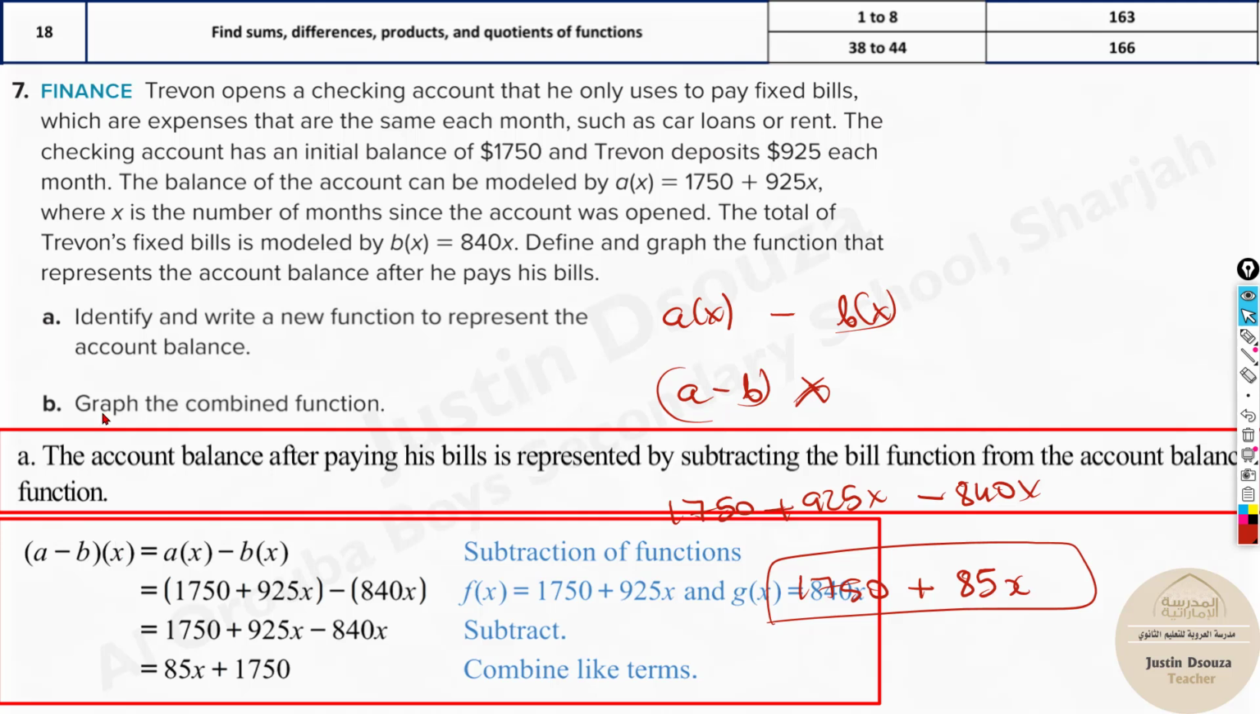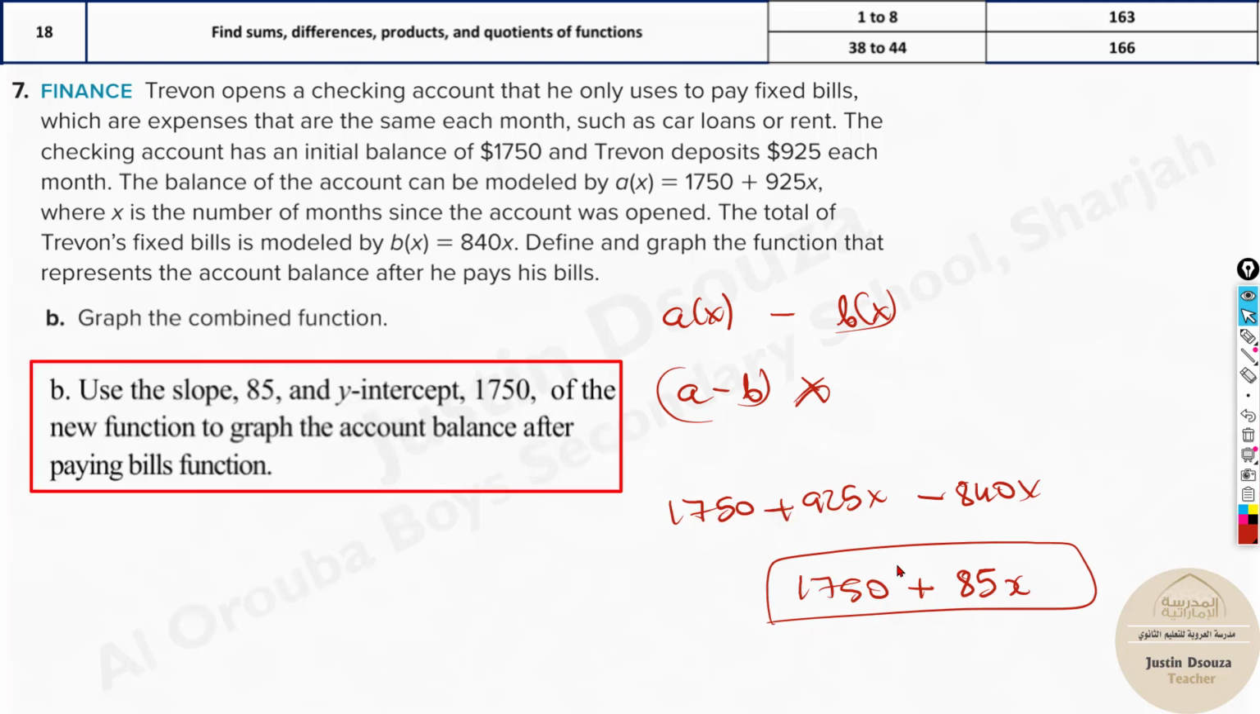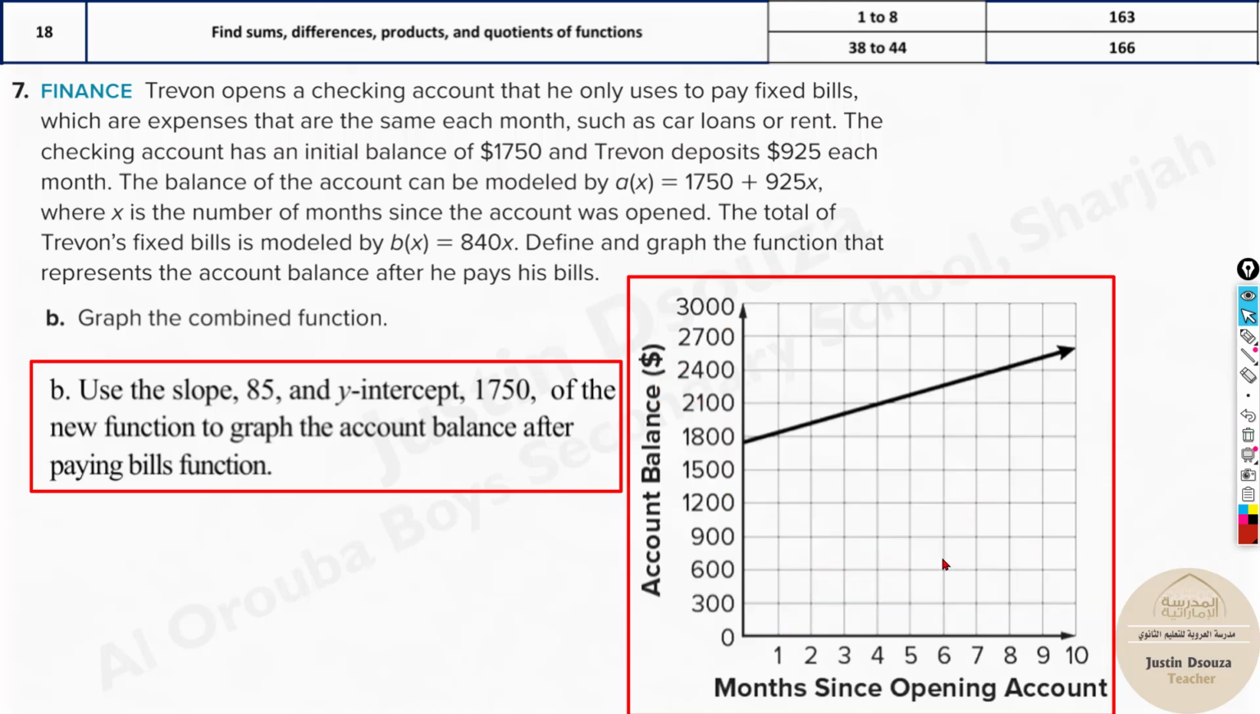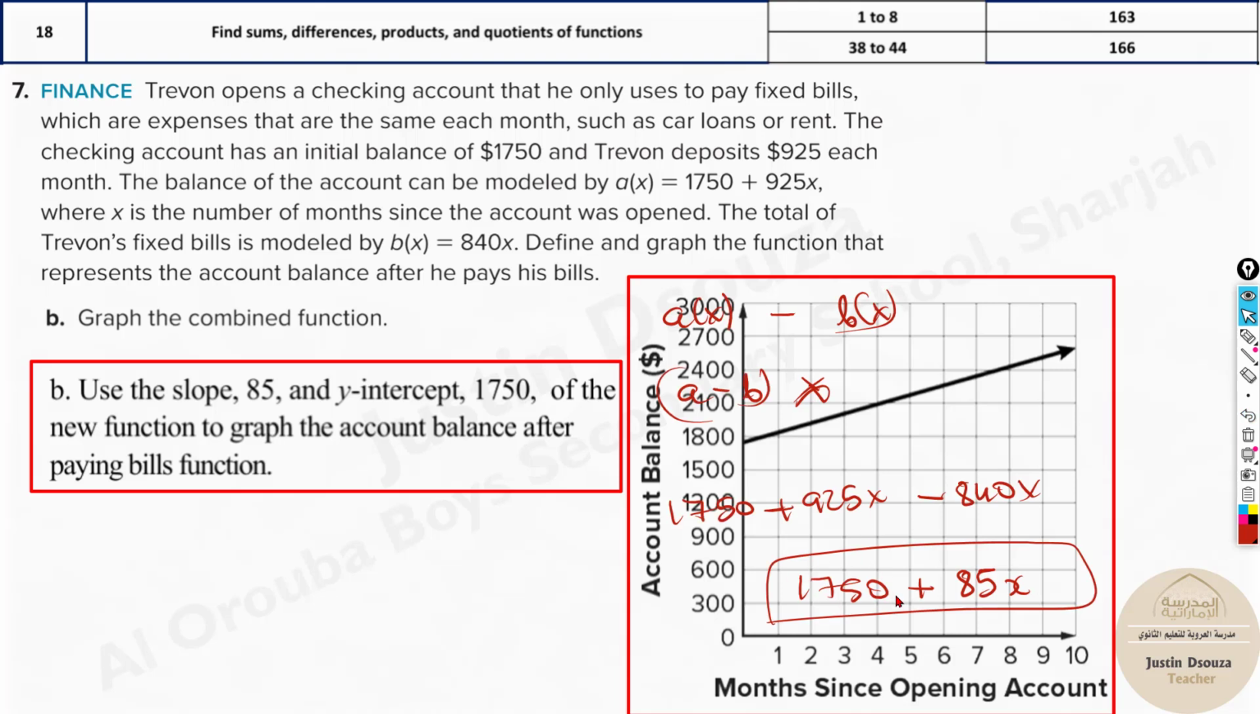Now, what about the other one, graph? You should just graph this out. You can use the table method or whichever method is possible. Here, let me just tell you about the graph. What we got over here was 1750. There is no x. That is the intercept. So initially there was so much money. There it will start the graph.